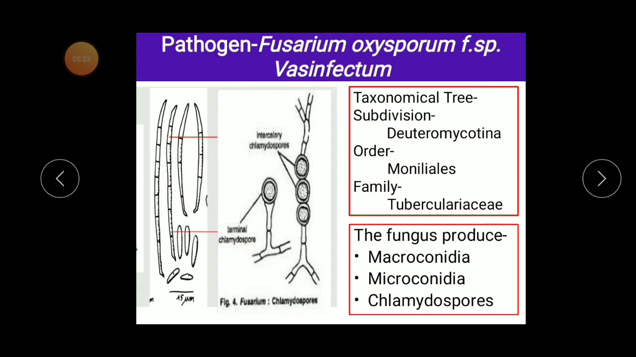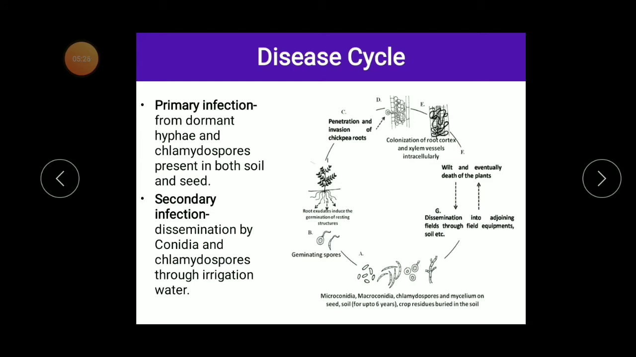Then next is the disease cycle and favorable conditions. This fungus can survive in soil as a saprophyte for many years, and chlamydospores act as resting spores. The pathogen is both externally and internally seed-borne. Mainly, the primary infection starts from dormant hyphae and chlamydospores in the soil, and the secondary spread is through conidia and chlamydospores, which are disseminated by irrigation water.